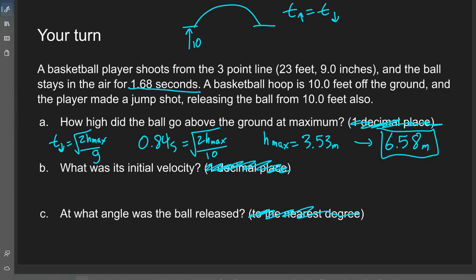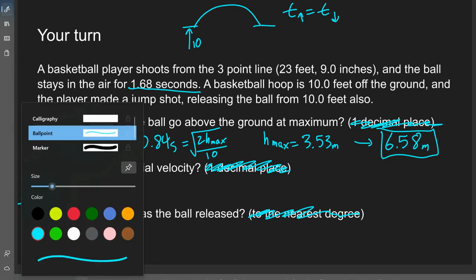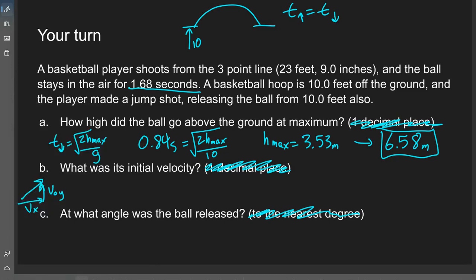All right, what is its initial velocity? We're going to have to do a similar thing to what we did earlier: figure out what is v naught y and what is vx, and use our Pythagorean theorem here. Anytime it asks for its initial velocity, we're going to have to do that. So for v naught y, we'll use the fact that time up is equal to v naught y over g. So 0.84 seconds is equal to v naught y over 10. So v naught y, our initial velocity in the y-axis, is 8.4 meters per second.